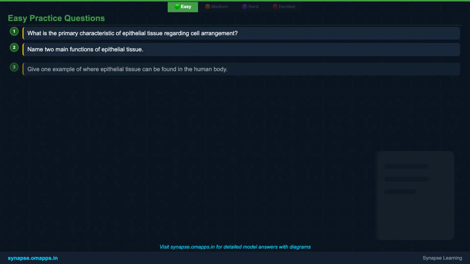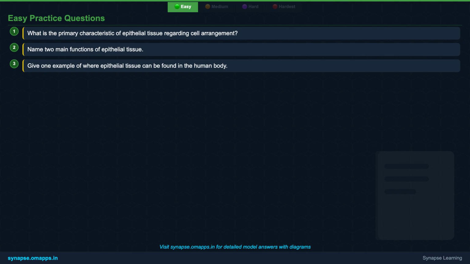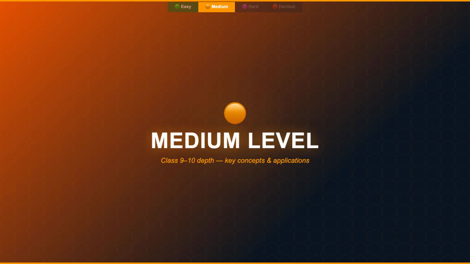Now, let's test your understanding of the basics. Take a moment to answer these three questions. What is the primary characteristic of epithelial tissue regarding cell arrangement? Name two main functions of epithelial tissue. And finally, give one example of where epithelial tissue can be found in the human body. Think carefully about what we've just covered. Great job with the basics.